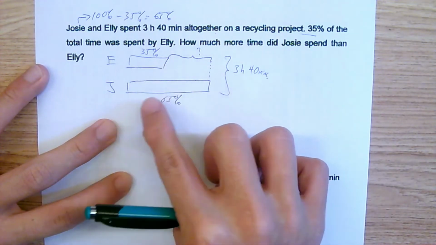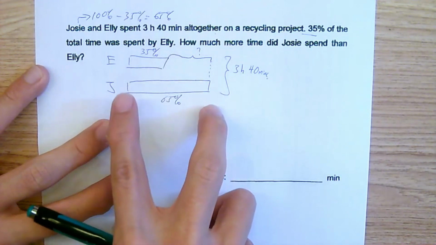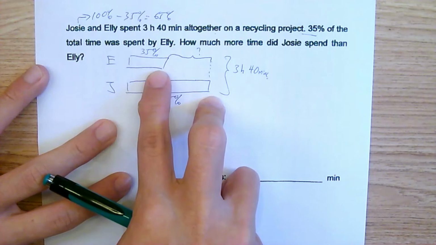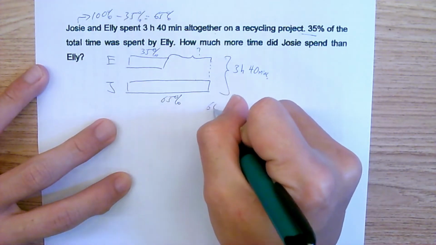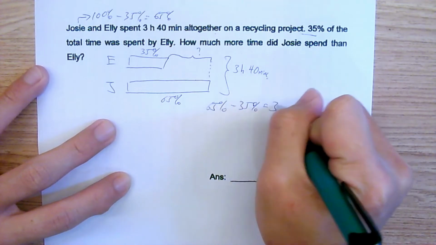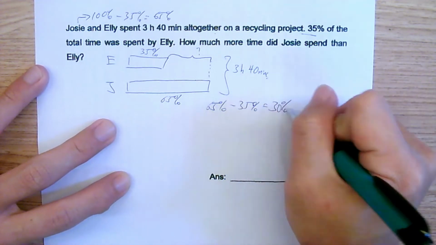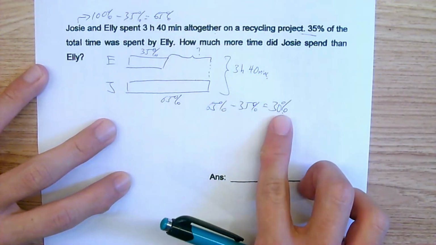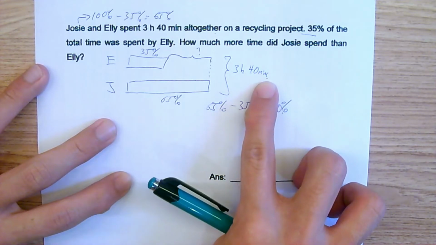First of all, we need to find how many more percent. So Josie is 65%, Ellie is 35%. So how many more percent? We just take 65% minus 35%, and that will give us 30%. So we have to find 30% of 3 hours and 40 minutes.